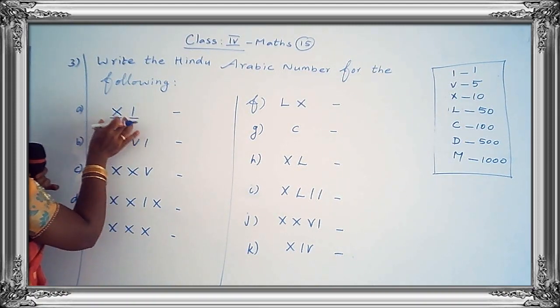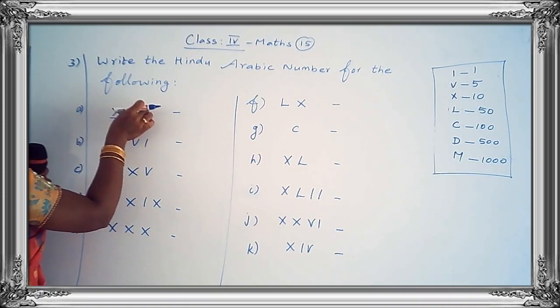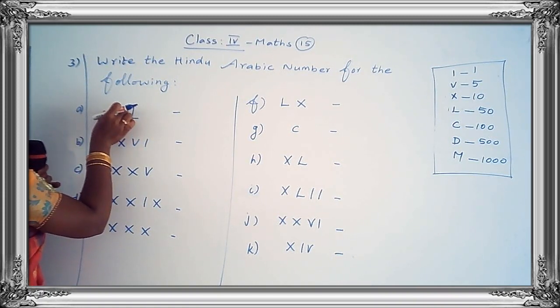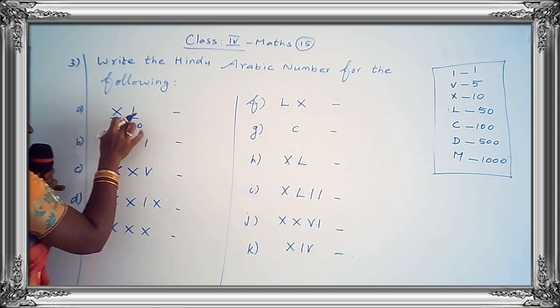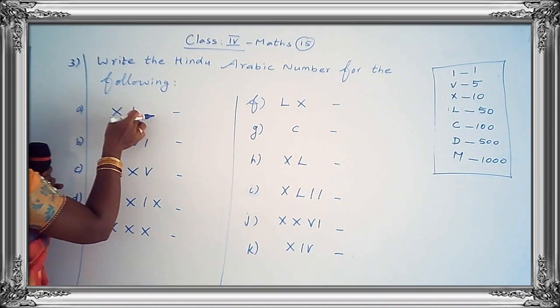Take X separately and I separately. Now look, X stands for 10. Yes children, X stands for 10, I stands for 1. Here I is written after the large number, so that's why it is to be added.